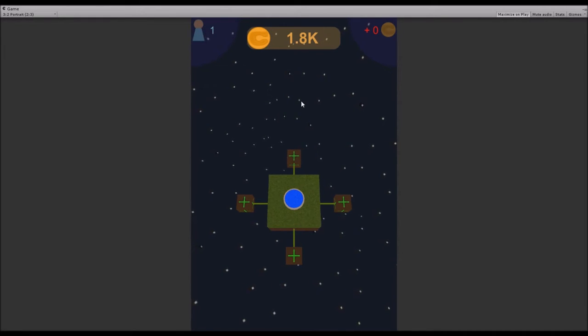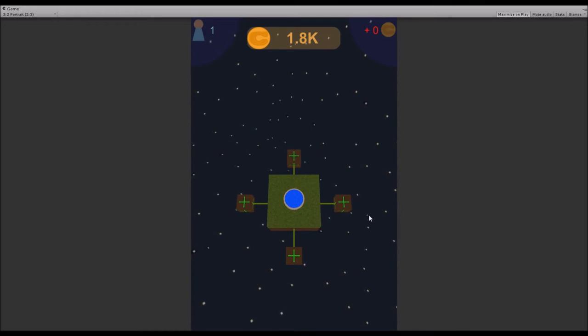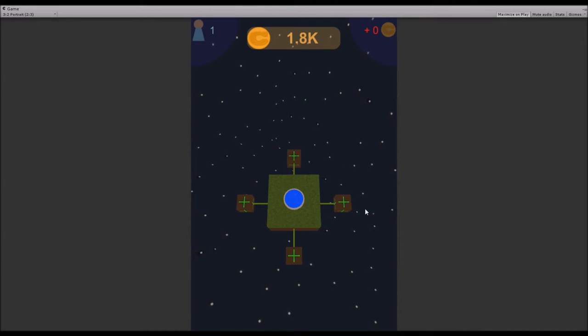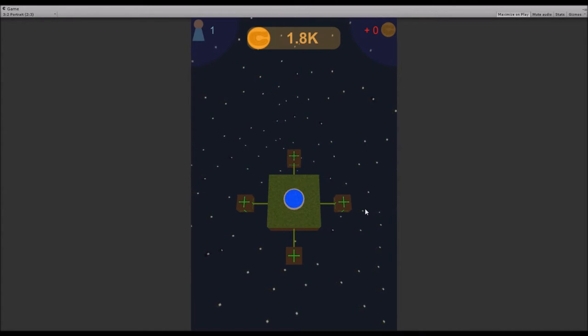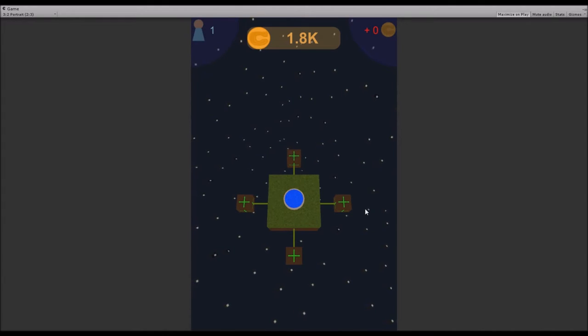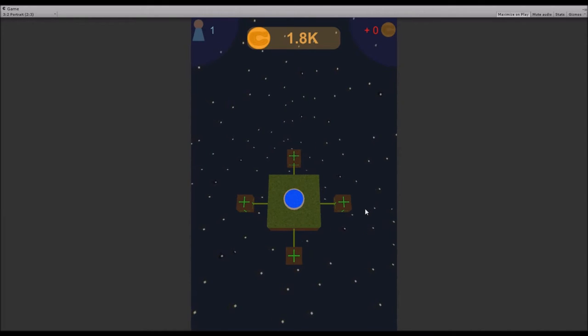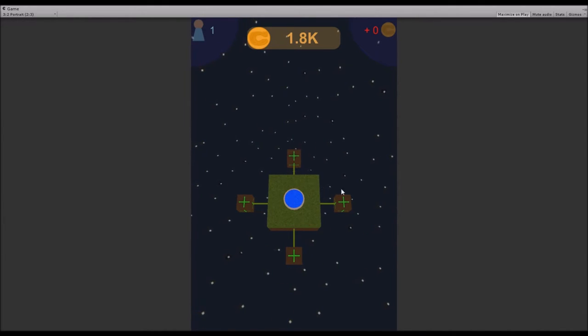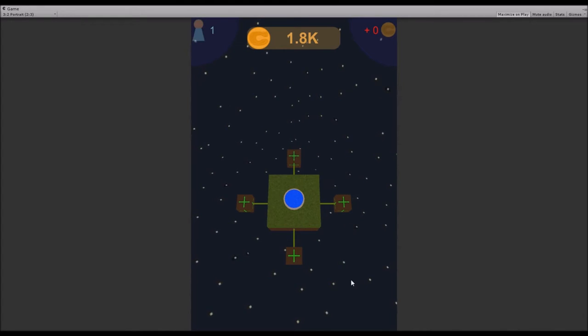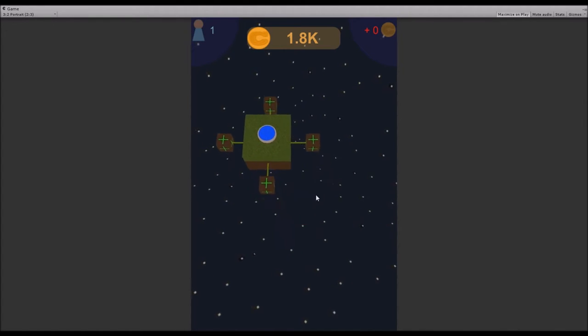And by the way, I made all the graphics myself, so they're really horrible. If you're a good artist, I would highly appreciate it if you could help me with that. But to get started, that's how the game looks at the moment.